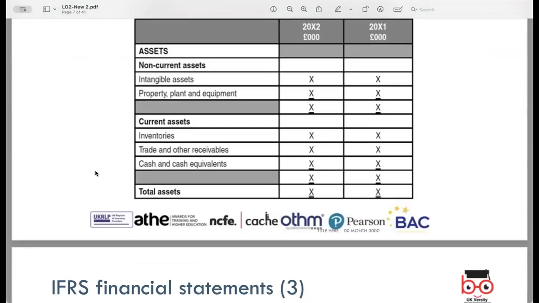Non-current assets are long-term investments or physical assets such as property, plant, and equipment that the company expects to use for more than 1 year. Current assets include items like trade receivables, amounts owed by customers, and cash or cash equivalents that are expected to be converted into cash within 1 year. The total assets figure represents the sum of non-current and current assets, giving an overall view of what the company owns.